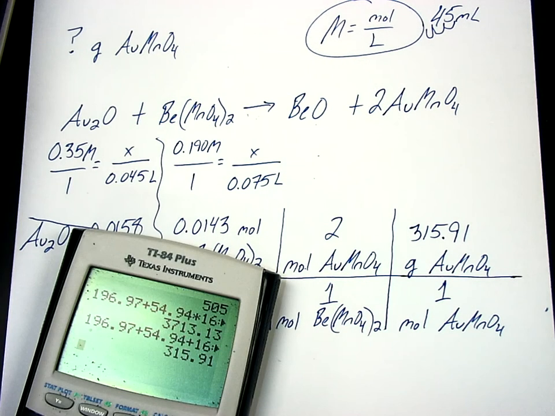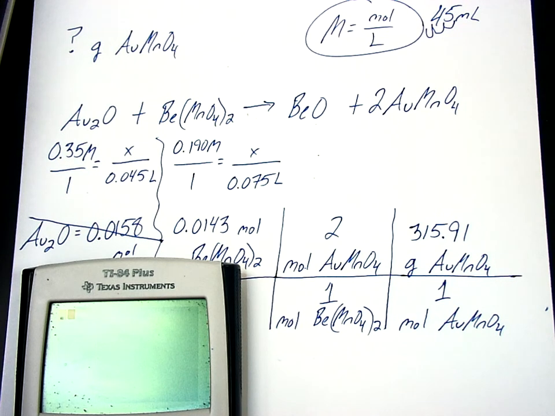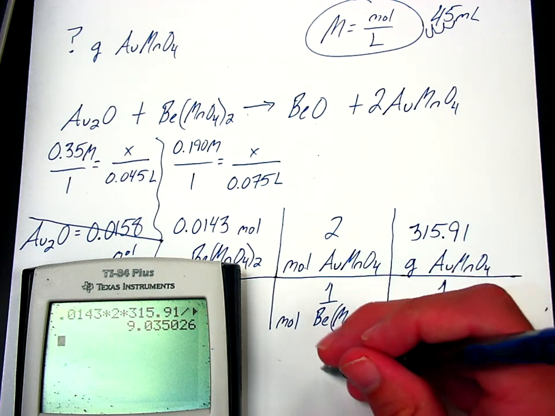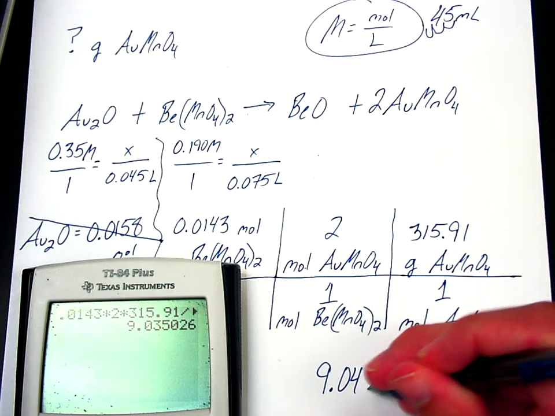And now we can run the grid, which is going to say that 0.0143 times 2 times 315.91 divided by 1 times 1 is going to give me a final sig fig answer of 9.04 grams.